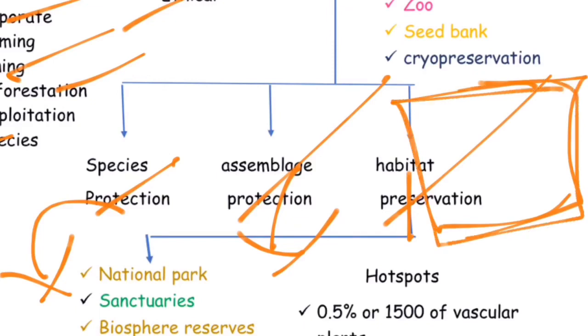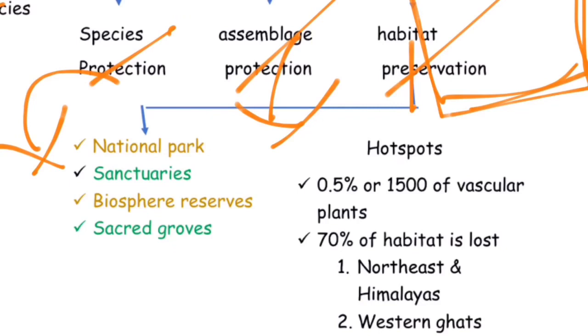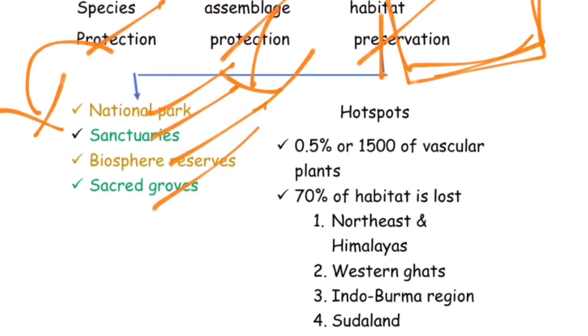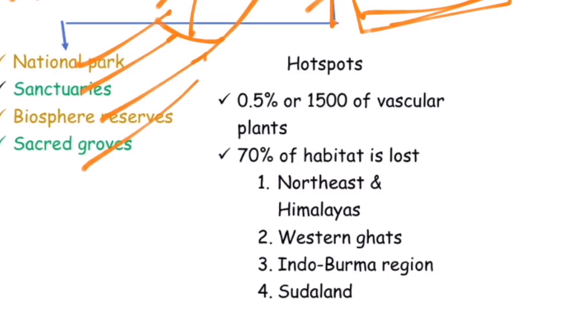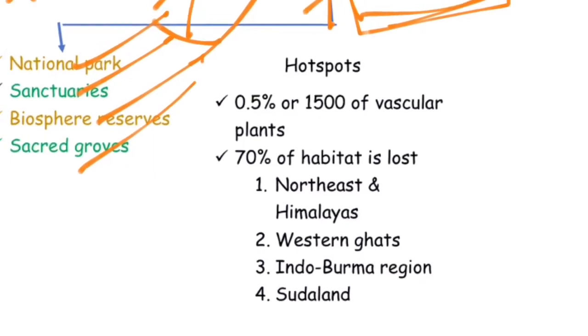Complete area is protected. Under habitat protection, we have national parks, sanctuaries, biosphere reserves and sacred groves. And next important thing within habitat protection is the hotspot. So what is the criteria for announcing an area as a hotspot? What all does an area need to satisfy?